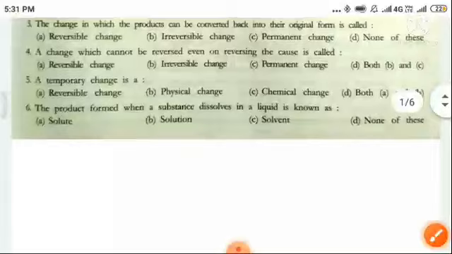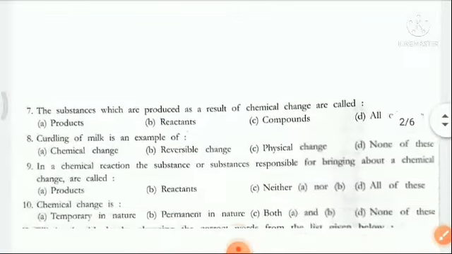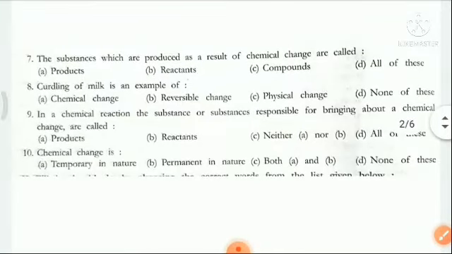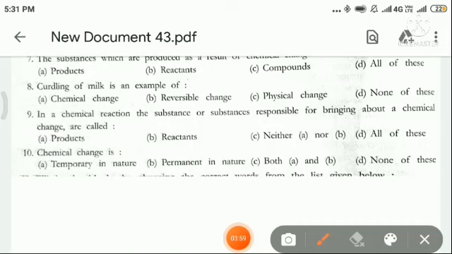Now turn the page and we have a few more MCQs. Question number 7: the substances which are produced as a result of chemical change are known as products.